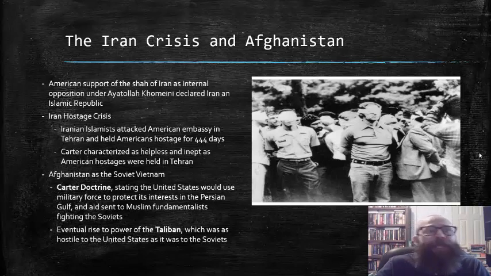And in many ways, the Americans wanted Afghanistan to turn into the same sort of foreign policy disaster for the Soviets that Vietnam was for the Americans. And the support of Muslim fundamentalists fighting against the Soviet invasion of Afghanistan was the American effort to ensure that Afghanistan would become the Soviet Union's Vietnam. Of course, this support for these Muslim fundamentalists by the United States led to the eventual rise to power of the Taliban, which turned out to be just as hostile to the United States as it was to the Soviets.